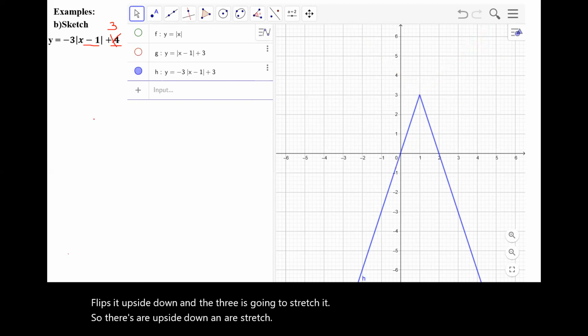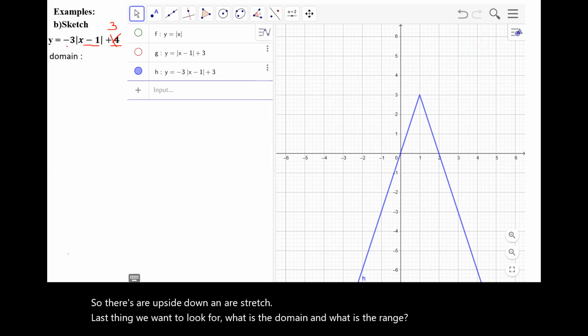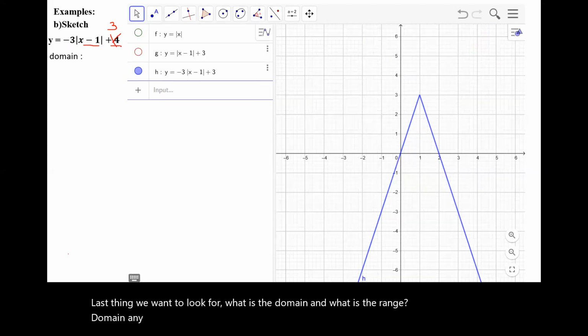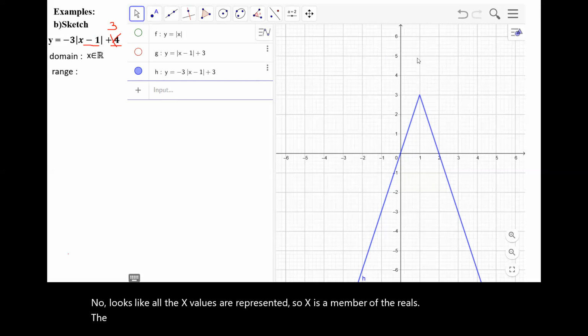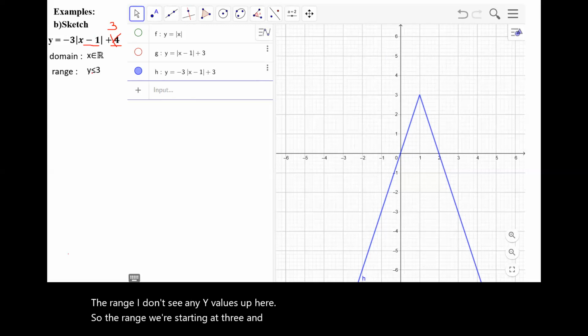Last thing we want to look for, what is the domain and what is the range? Domain, any restrictions on x? Is there anything we're not allowed to put in here? No, looks like all the x values are represented, so x is a member of the reals. The range, I don't see any y values up here. So the range, we're starting at 3 and it's everything below 3. So y less than or equal to 3.